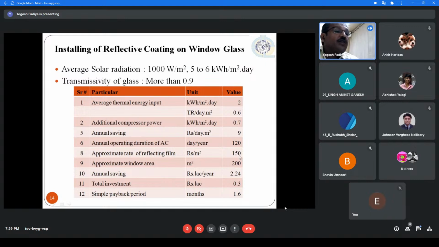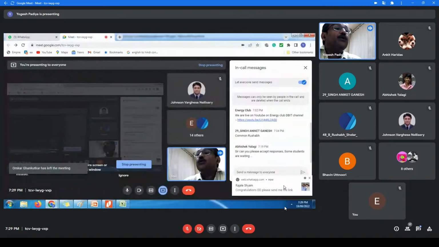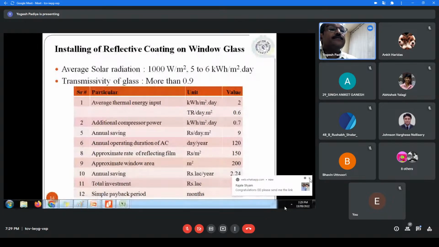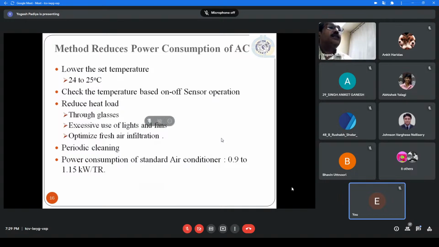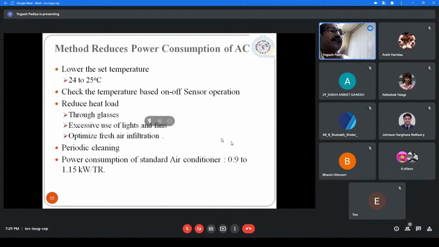And the cost of all the foil is hardly 30,000 rupees. So it means that within 2 months, I am going to recover my cost. Okay. Now, guys, are you getting it? Is there anything that I have to reduce my speed? Please speak up. Okay.